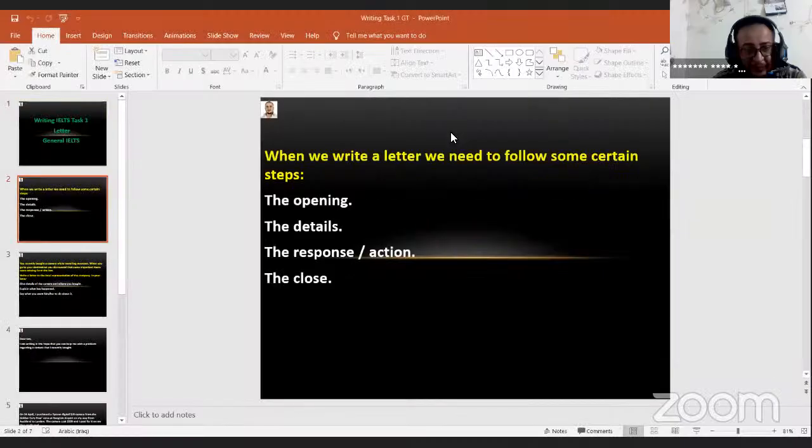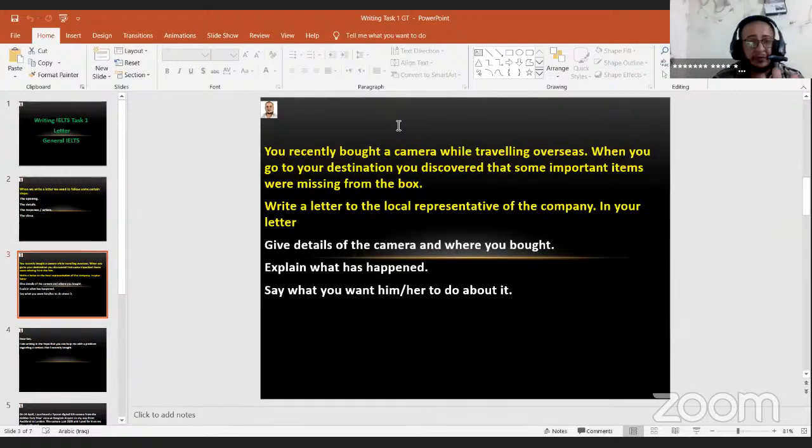Writing IELTS task 1, letter. General IELTS. We need to follow some certain steps: the opening, the details, the response or the action, the close. You will have such a question. You recently bought a camera while traveling overseas. When you got to your destination, you discovered that some important items were missing from the box. Write a letter to the local representative of the company. In your letter, give details of the camera and where you bought it.